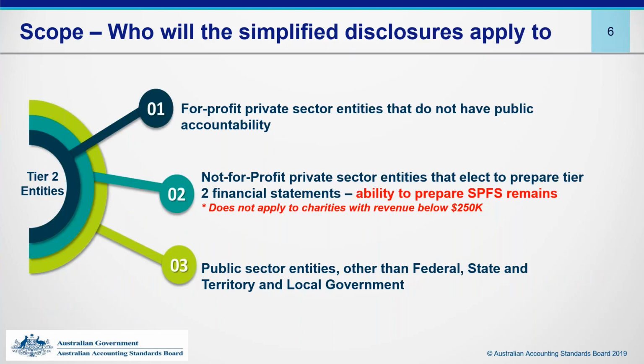Now, if I move to the next slide, who will these new proposals apply to? All Tier 2 entities, which means all for-profit private sector entities that do not have public accountability, including all of those that are currently doing special purpose financial statements, but are required by legislation to comply with Australian accounting standards. Also, those entities that are required by their constituting documents to comply with Australian accounting standards, unless they are grandfathered or exempted.